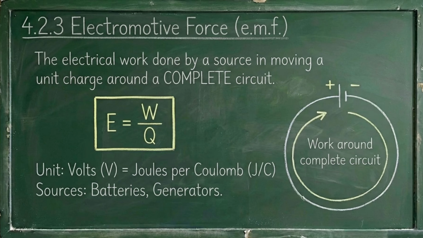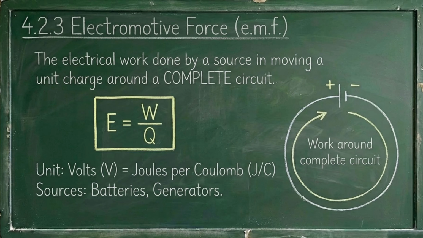The key word there is source. Batteries, generators, solar cells. EMF is the energy. It's taking chemical energy in a battery or mechanical energy in a generator and turning it into electrical push. It's giving the electrons their lunch money for the journey. I like that. So EMF is the paycheck. It's the energy given to the charge.